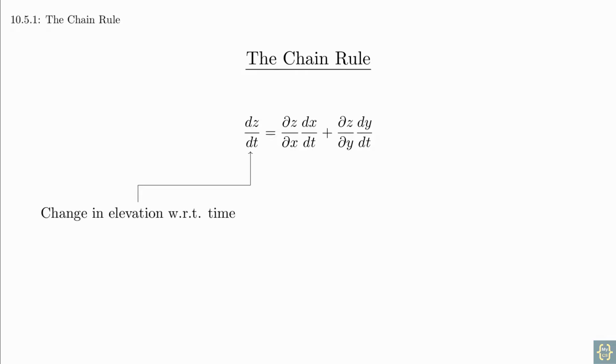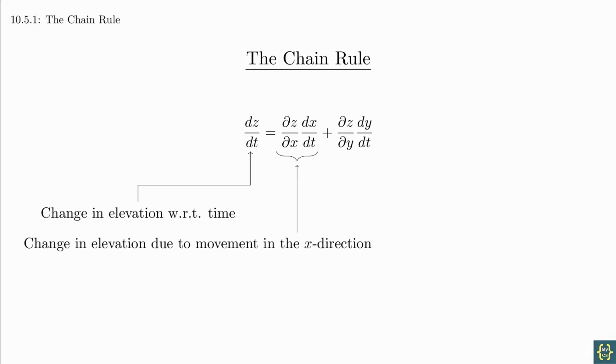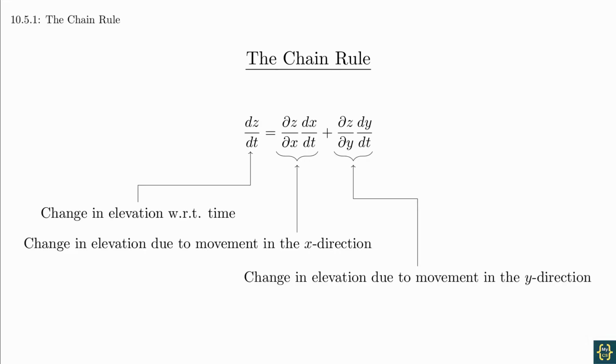On the left we have the derivative dz dt. This is the rate of change of the hiker's elevation with respect to time. On the right we have two terms. The first term is the change of elevation due to motion in the x direction, and the second term is a change of elevation due to motion in the y direction. The partial derivative terms give us the slopes of the terrain in each direction, and the time derivative terms are speeds. It's the combination of slope and how fast you're moving that gives the change in elevation. And that's the basic intuition of the chain rule. We're breaking up the change of the function z into changes that can be attributed to movement in the x direction and the y direction.